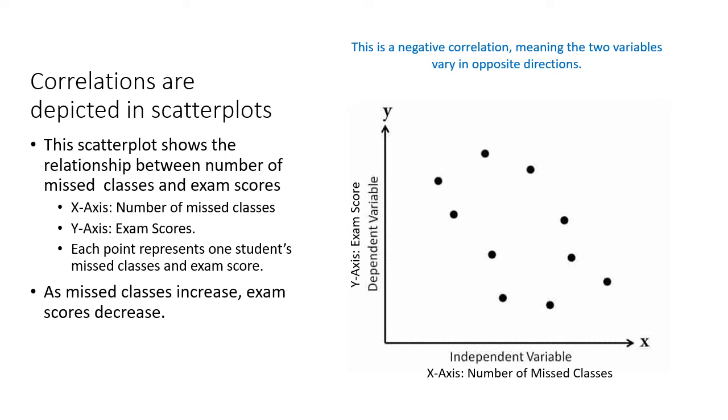This individual up here has a fairly low number of missed classes and a high exam score. And we can see here that this is a negative correlation, meaning the two variables vary in the opposite direction. And we can tell because the general trend of the points appears to go in a downward direction.